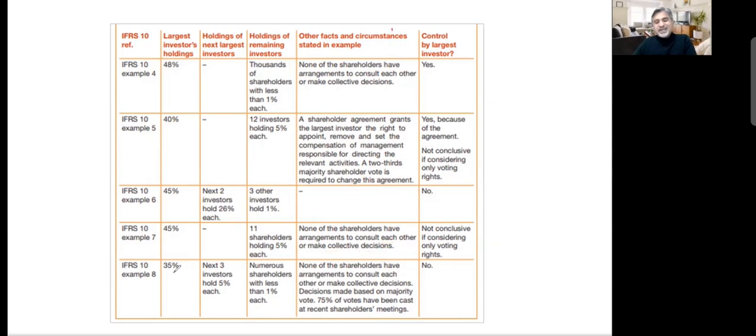Okay, last one, you have got 35%. Next, three investors hold 5% each, which means 15% here. Numerous shareholders hold less than 1%. So 35 plus 15 is 50, and the remaining 50% is here with holdings of even less than 1%. There might be hundreds of shareholders lying here. None of the shareholders have arrangements to consult each other or make collective decisions.